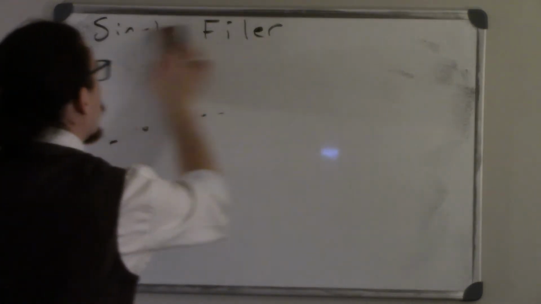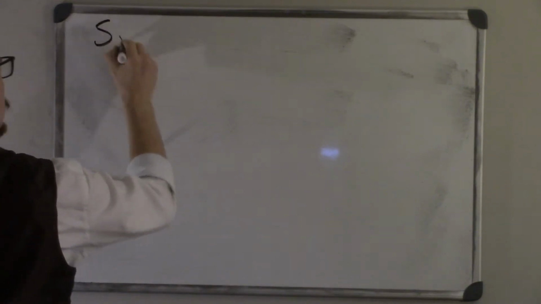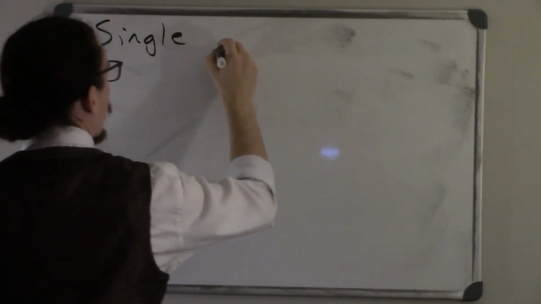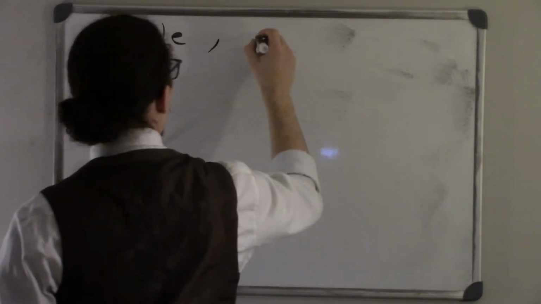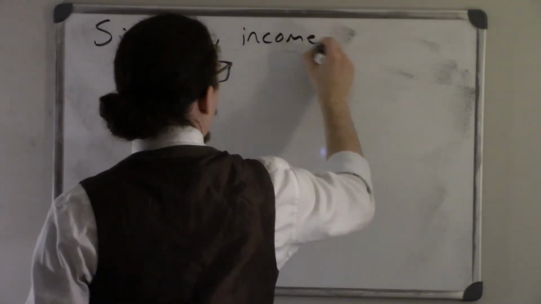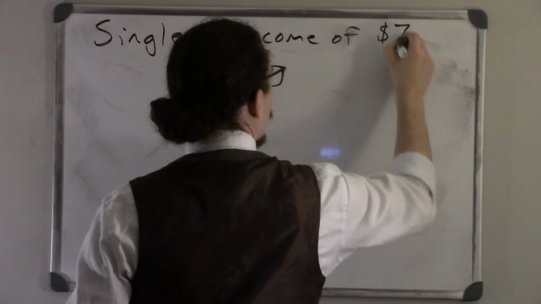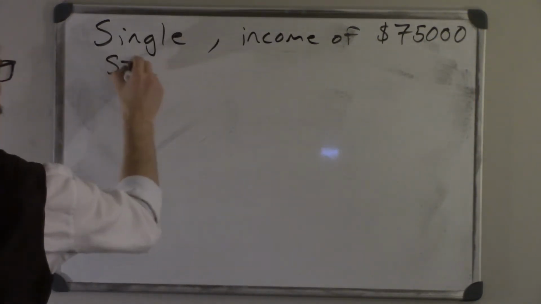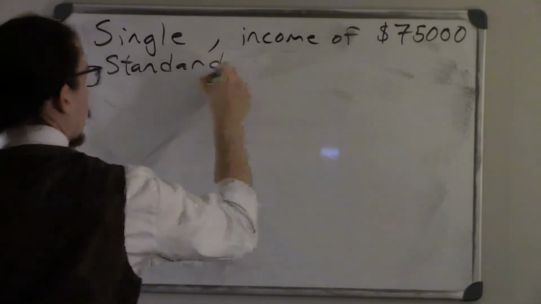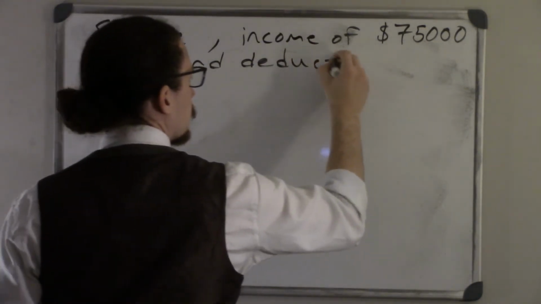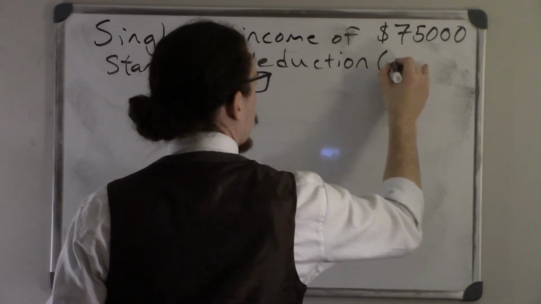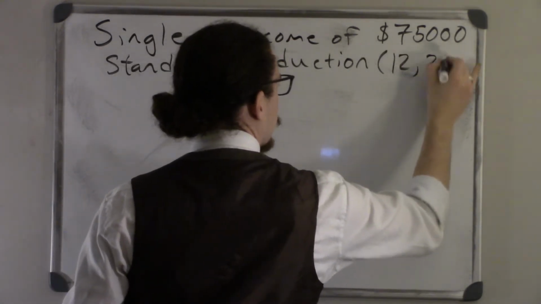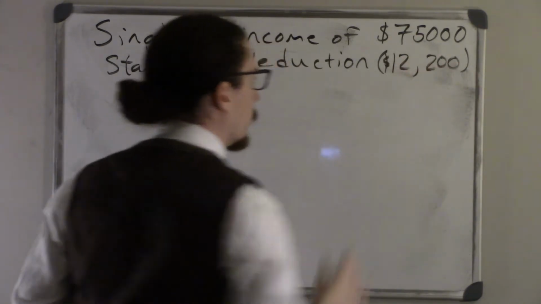All right, so let's go ahead and look at an example. Let's say that we have a single filer with an income of $75,000, and we're going to say they're taking the standard deduction, which is $12,200.